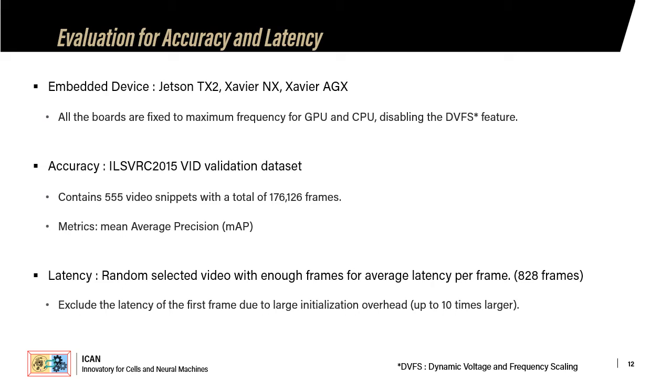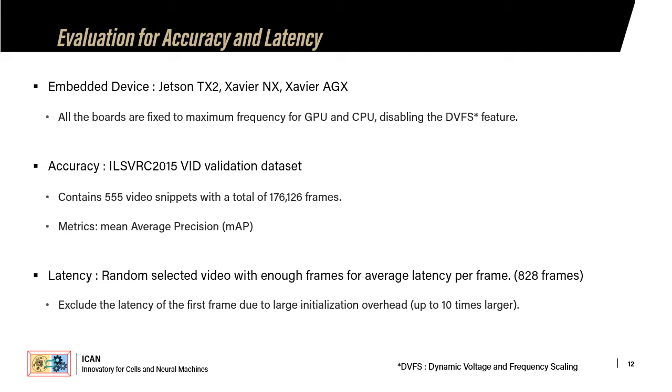For evaluating accuracy and latency, all 3 embedded devices were used and were fixed to the maximum frequency for GPU and CPU, disabling the DVFS feature for reproducibility. DVFS, which is dynamic voltage and frequency scaling, automatically controls the frequency of the processors and could cause inconsistent results under contention. The accuracy was measured on the full ILSVRC 2015 VID validation dataset, which contains 555 video snippets with a total of 170K frames. We used the common metric of mean average precision for accuracy.